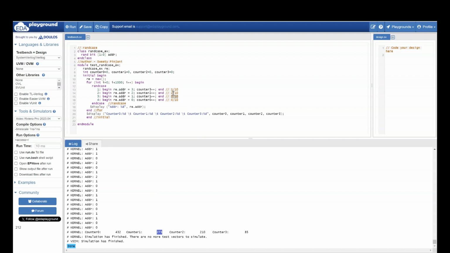Then weight 2 will get generated 2 divided by 10, which is 200 times. It got generated 210 times. And then finally, with address equal to 3, this should get generated almost 100 times, and it got generated 85 times. So roughly these weights are going to be followed.